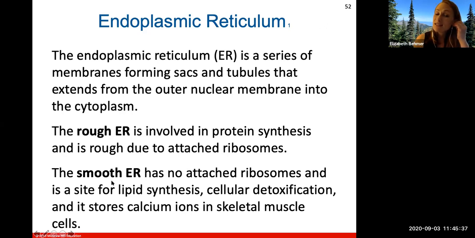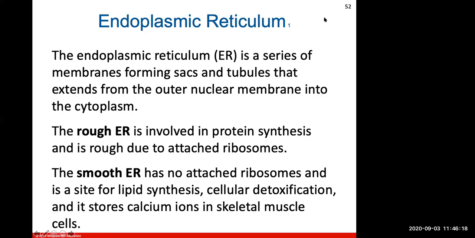Your smooth ER is the site for lipid or fat synthesis, cellular detoxification, and it also stores calcium ions in skeletal muscle. Your smooth ER does a lot of cellular detoxification. Remember I said at the beginning, when we're talking about our cells, your cells might have different numbers of organelles if they're performing a certain purpose. So you'll find a lot of cells with smooth ER in your liver. Why do you think that is? Why would your liver have a lot of cells with smooth ER? What does your liver do?